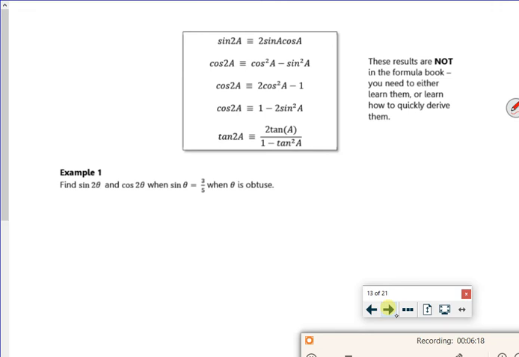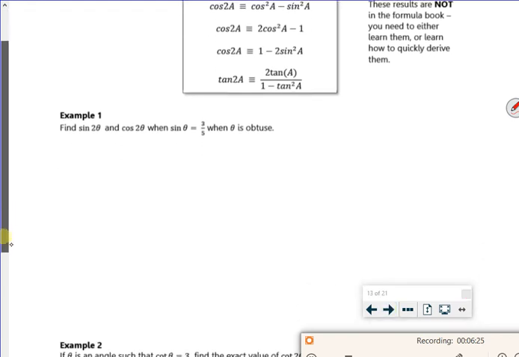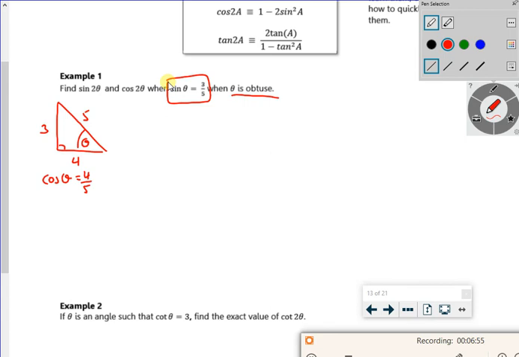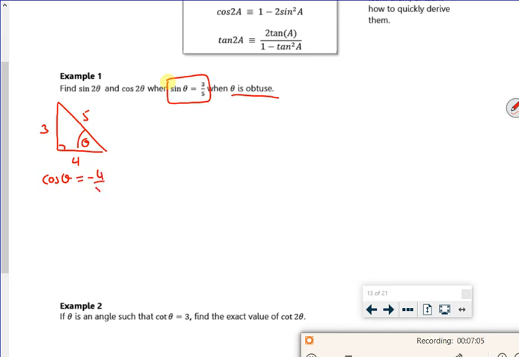Right, I'm tempted. I wonder if we can do this one. Yeah, it's not too long, is it? Right. So it gives us a fraction. It tells us that it's obtuse. So it's a big sign to tell us to draw a triangle. So I know that sine theta is 3/5. I know that cos theta is going to be 4/5 from that. Now, I've got to remember as well, because it's obtuse, I have a minus 4/5 in there. Minus 4/5 because it's obtuse.